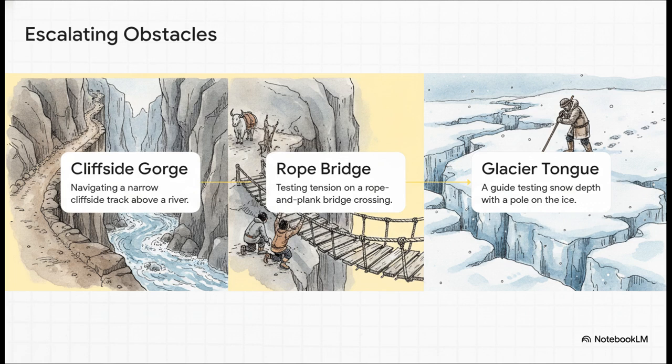First, there's the cliffside gorge we just talked about. Second, the rope bridge. And here, the script directs this amazing micro-narrative of extreme caution, showing handlers manually testing the tension of these ancient rope and plank bridges before leading the animals across one by one. And third, stepping onto a glacier tongue, where a guide literally has to physically test the snow depth with a pole. The tension is built through patience and physical caution.